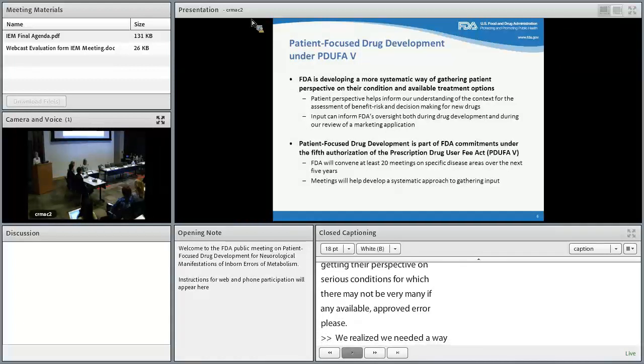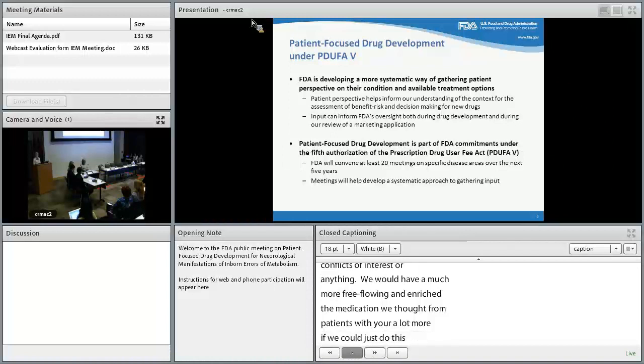And we realized we needed a way to do this outside of the context of a particular drug, because it allowed us to just get patient input without worrying about screening for conflicts of interest or anything. We'd have a much more free-flowing and rich communication, we thought, from patients. We'd hear a lot more if we could just do this independent of any particular drug, and it would inform the development of a wide range of drugs, perhaps, for that disease.